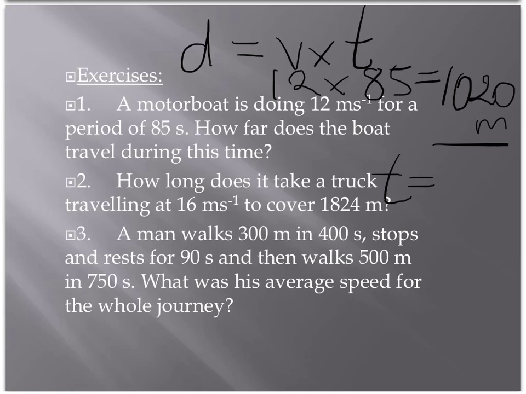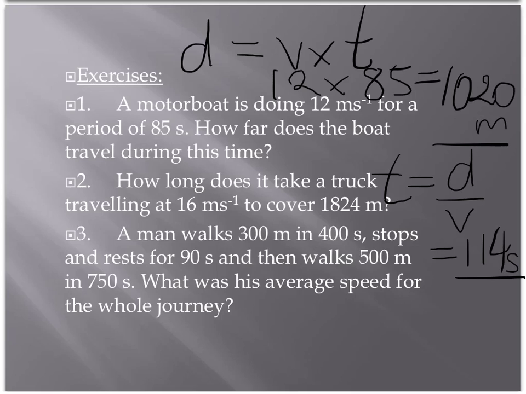t equals d over v would be the correct rearrangement. So we're dividing the 1824 by 16, and you should get 114 seconds for the unit in this case.